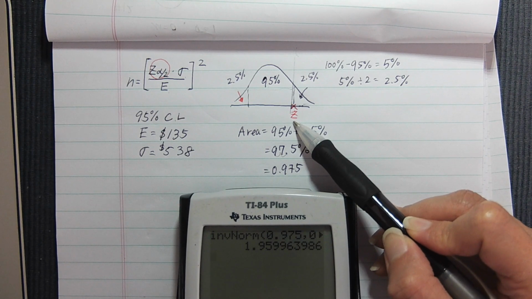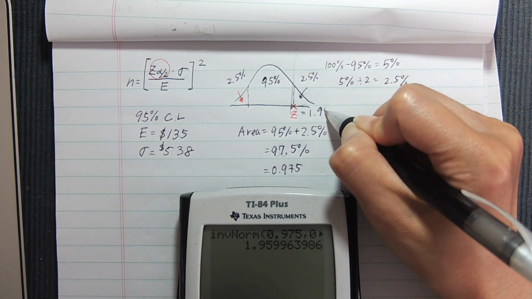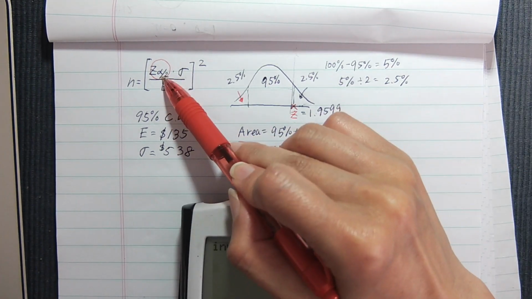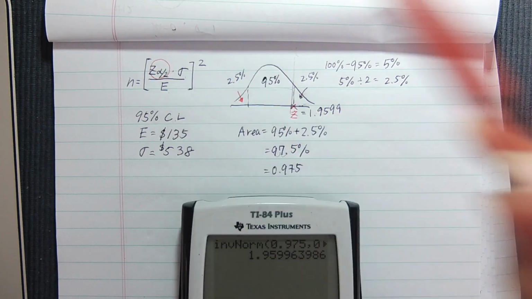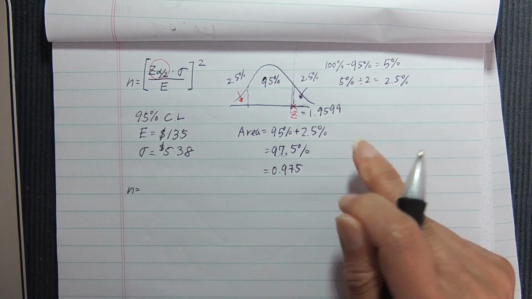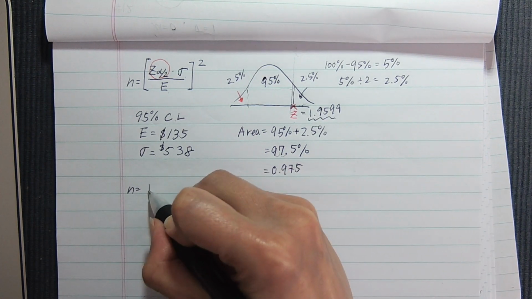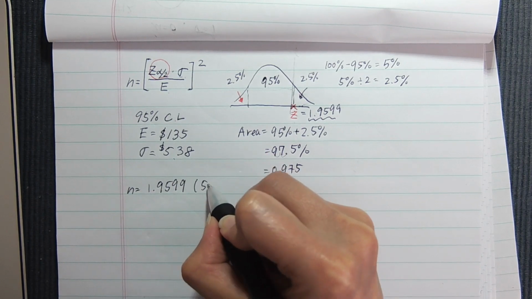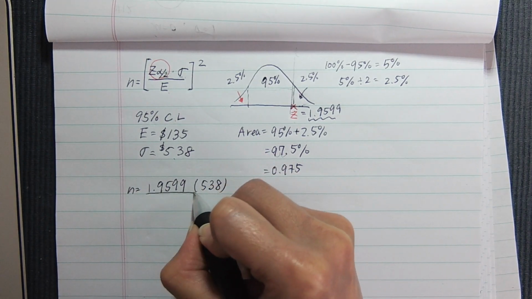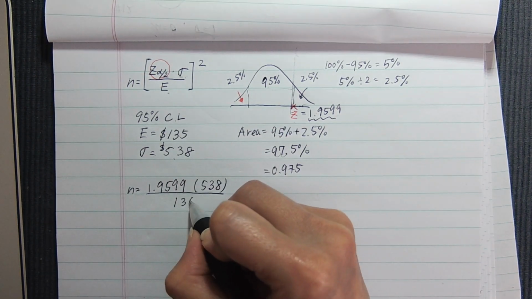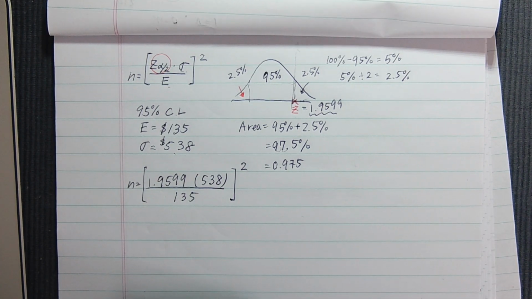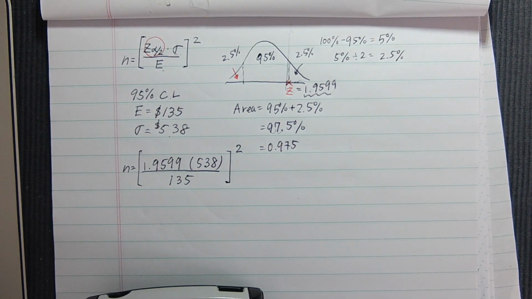Oh, 1.9599. So this number I should plug in right here. That's it. Okay, so now everything is ready. n equals this number, 1.9599, times the standard deviation 538 over E, which is 135. Then make sure you don't forget the square. Then hit the calculator, so you will get the answer.